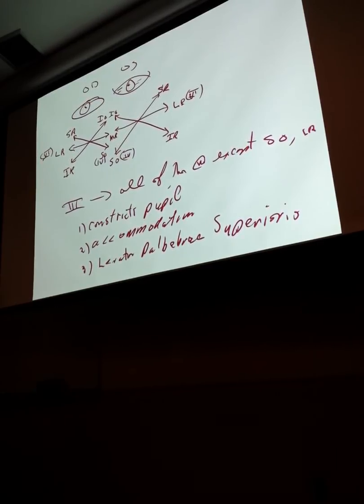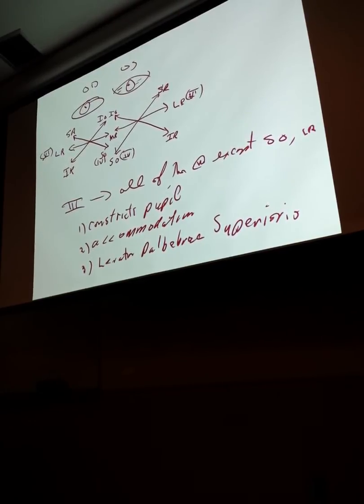Okay, so the third cranial nerve lifts the eyelid, it constricts the pupil, and it produces accommodation, which allows you to see up close. And it goes to all of the muscles of the eye, except the superior oblique and the lateral rectus. That's all you need to know about the eye movements.